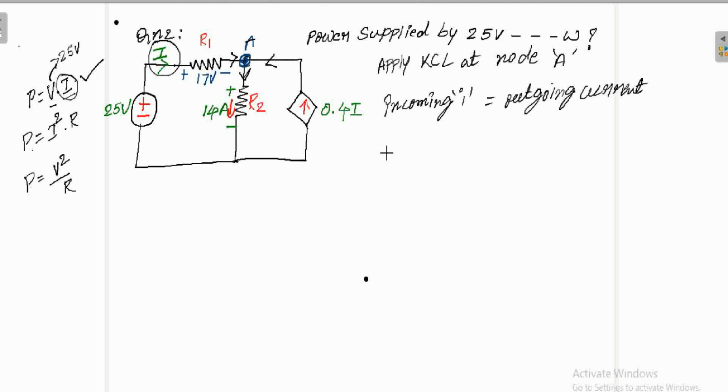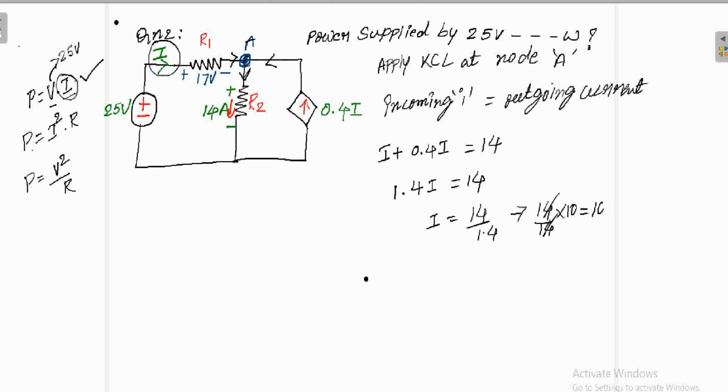So here I can write I plus 0.4 I is equal to 14. I plus 0.4 I equal to 1.4 I is equal to 14. Then I equal to 14 by 1.4, which is equal to 14 by 14 into 10. 14 gets cancelled. This is your 10 amperes. So from this we can write P is equal to V into I. What is the V value? 25 into 10, which is equal to 250 watts.